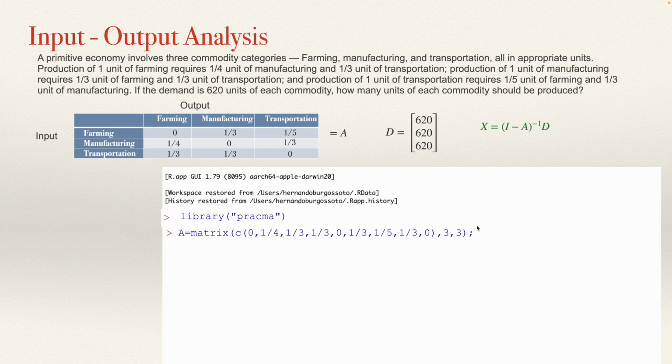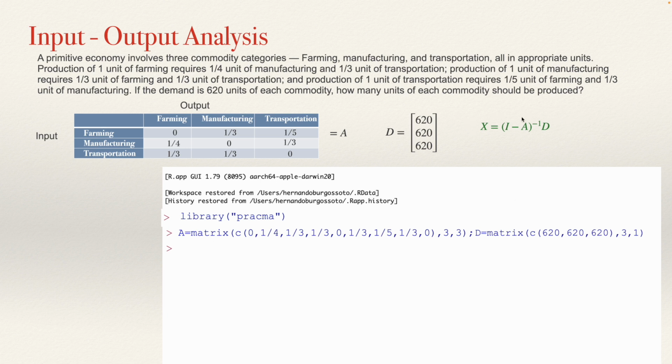Okay, now we can enter a semicolon and the matrix D. So D will be the matrix where all its entries are 620, and this is a matrix 3 by 1. And press enter. As soon as you press enter, these two matrices are in the memory of your computer. You can make operations with them.